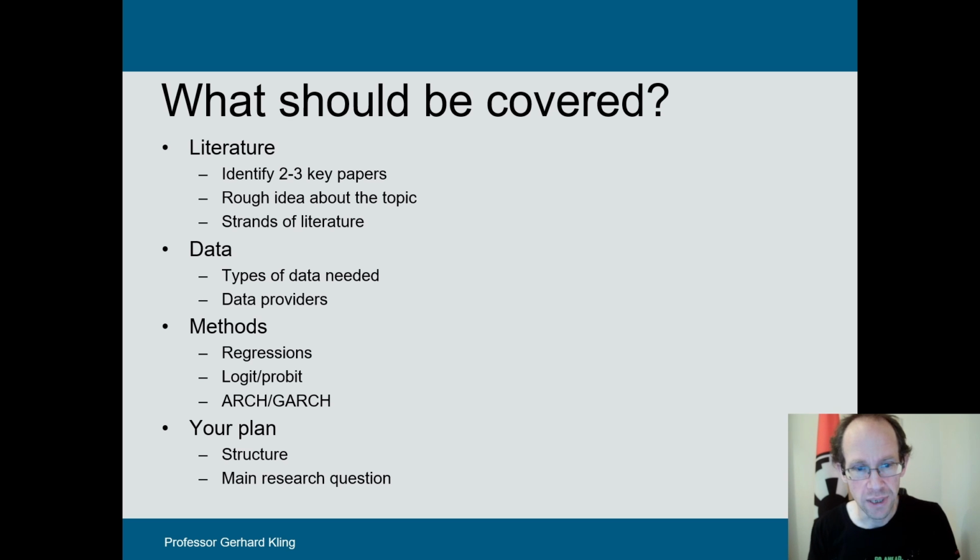Then finally, your plan. So what do you want to do? What is your main research question? You might have already an idea about the structure of it. You might have an idea about different hypotheses. And so put it down and provide a brief outline of what you try to achieve.